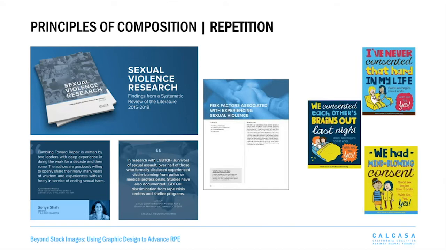And then on the right-hand side of that, we have a couple of posters that were promoting consent. And again, the illustrations are similar style. The color palette is the same with using that blue, yellow, and dark blue. And while they're all different, we know that they're all relating to each other. We know that they're coming from the same place because of those repetitive elements that they chose to use. So just keep that in mind when you're creating something.